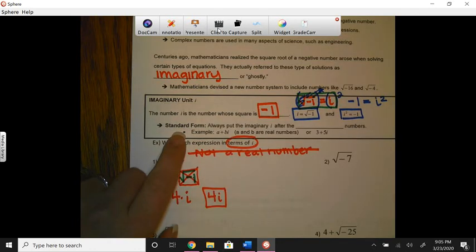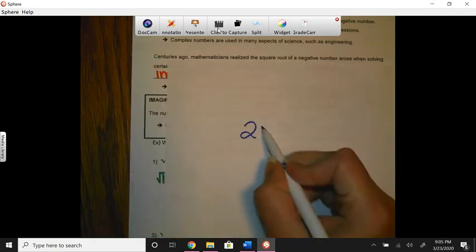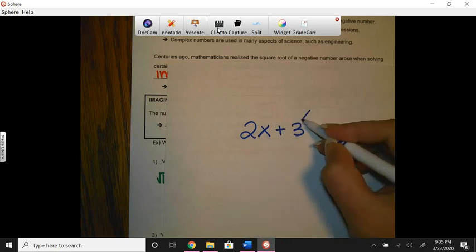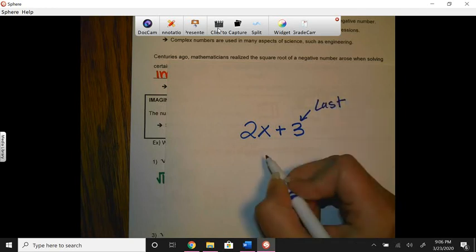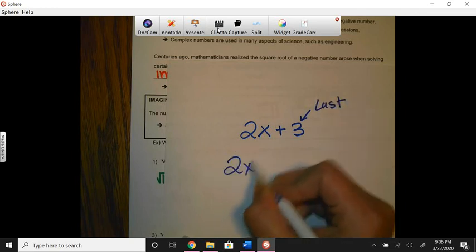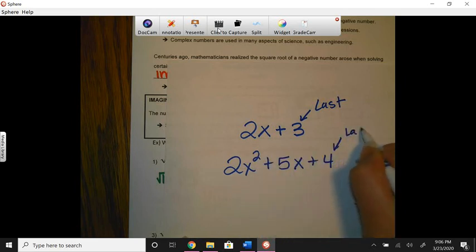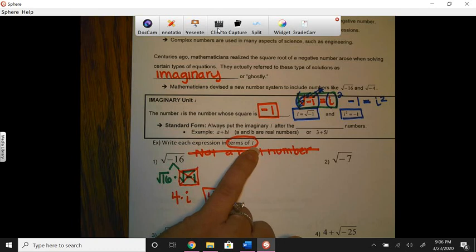The other thing that's new for us when we're working in the complex number system is how to leave our final answer. Normally, when you write your answer with variable expressions, if you had 2x plus 3, we always write the one without the variable last. For example, if we had 2x squared plus 5x plus 4, this one's always last, the one without the variable.